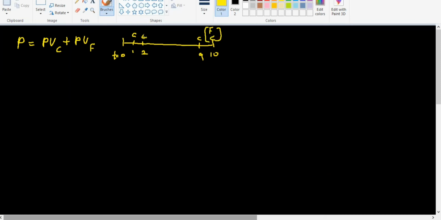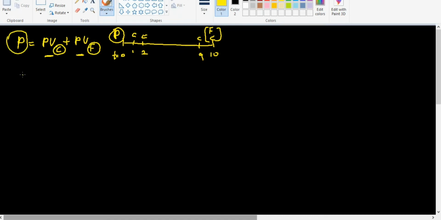To find the price of the bond, we have to discount all the cash flows to the beginning point. We have highlighted this. So this is the price of the bond: the present value of all coupon payments plus the present value of the redemption value or the face value. So this gives the price of the bond.